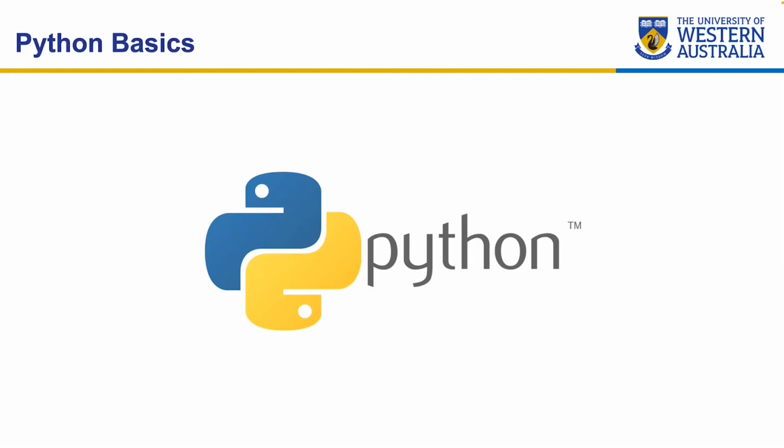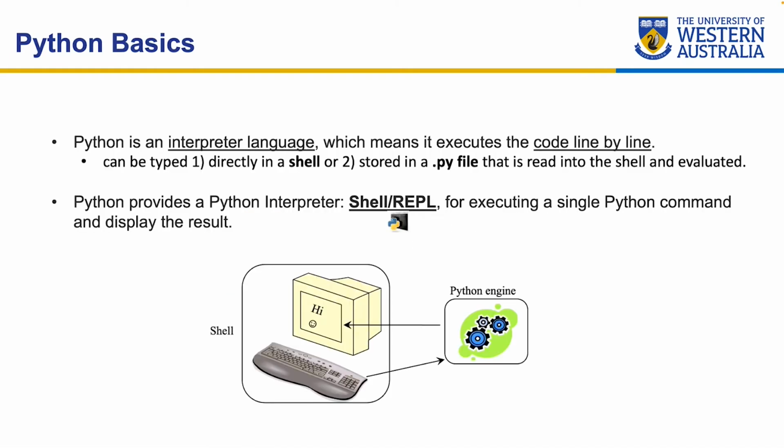Hello and welcome back. In this video, we'll be learning some Python basics. So let's get started. As you know, Python is a programming language. Out of those programming languages, we classify this as an interpreter language. This means it executes the code line by line, rather than looking at the whole code that you have written and making it more efficient by compiling it and so forth. As it goes through the lines you have written, it will execute them.